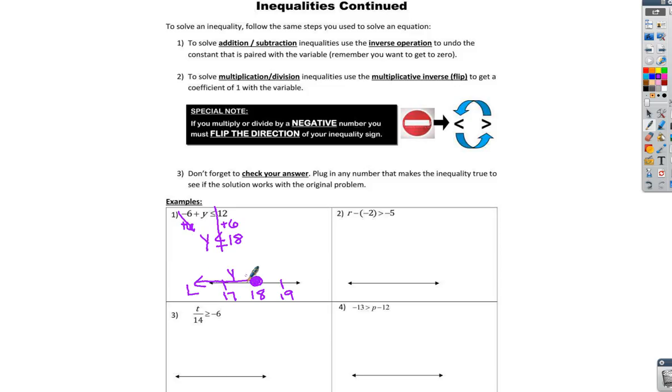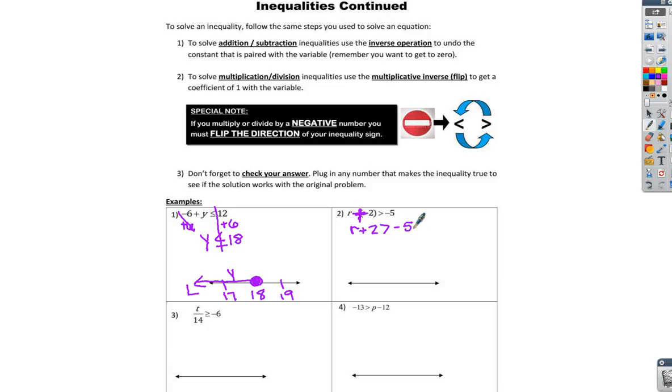I want you to go ahead and look at number 2. So before I let you guys do some of these problems on your own, I want you to look at number 2 and remember we have r minus -2 is greater than -5. We have a minus and a negative sign. If we have a minus and a negative sign, we have to do keep, change, or we have to make it into a plus sign. So we have r plus 2 is greater than -5.